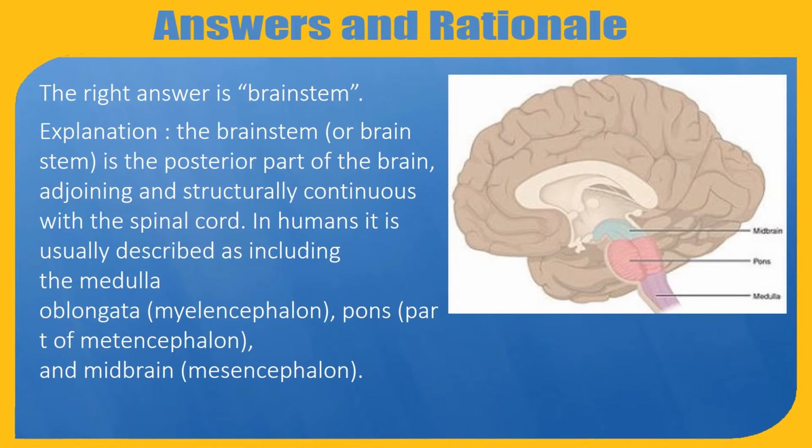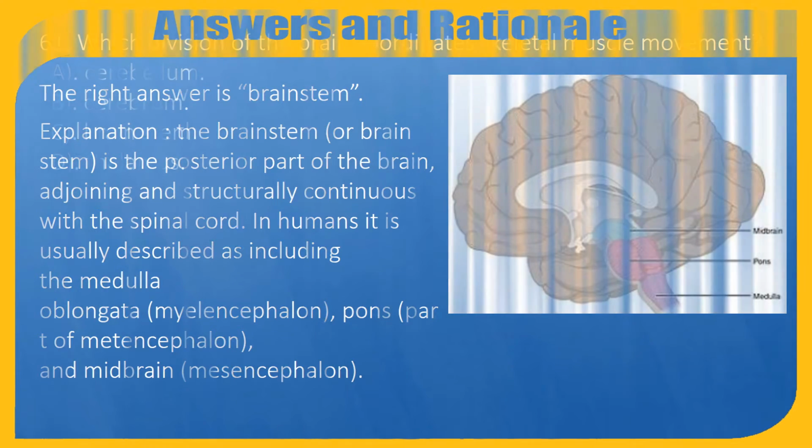Explanation: the brainstem is the posterior part of the brain, adjoining and structurally continuous with the spinal cord. In humans it is usually described as including the medulla oblongata, myelencephalon, pons, part of metencephalon, and midbrain, mesencephalon.